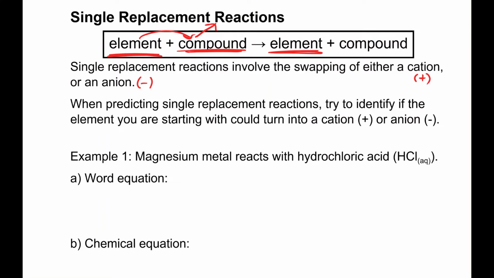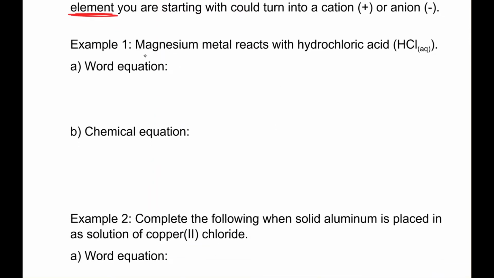So just a couple things to keep in mind when we're talking about single replacement reactions. When predicting single replacement reactions, try to identify if the element that you're starting with could turn into a positive or a negative ion, a cation or an anion. So let's try this out. So we've got magnesium metal, right? That's an element, reacts with hydrochloric acid, or HCl. Oops. So let's try this out. Our word equation, magnesium reacts with hydrochloric acid.